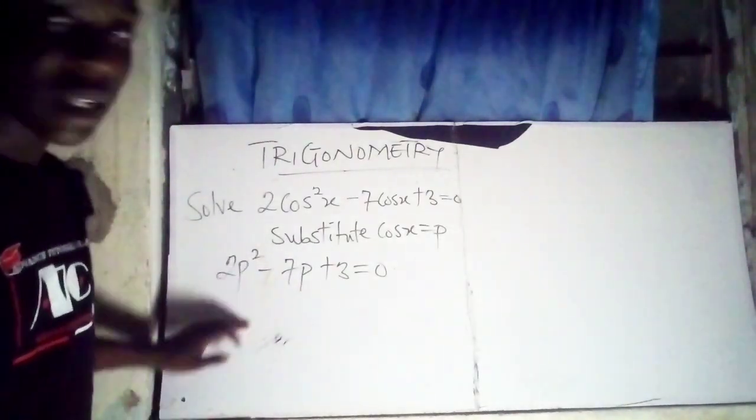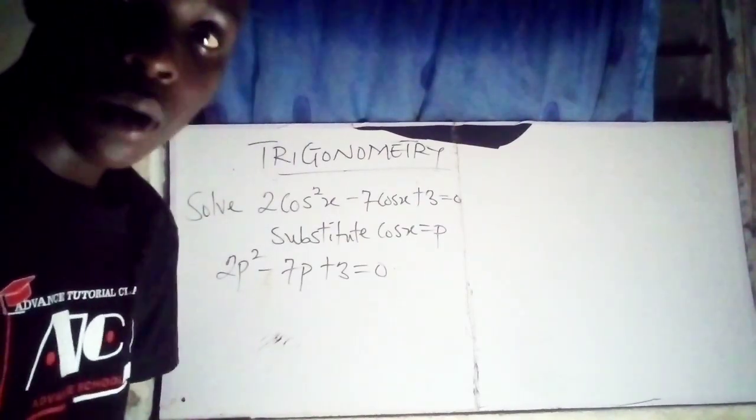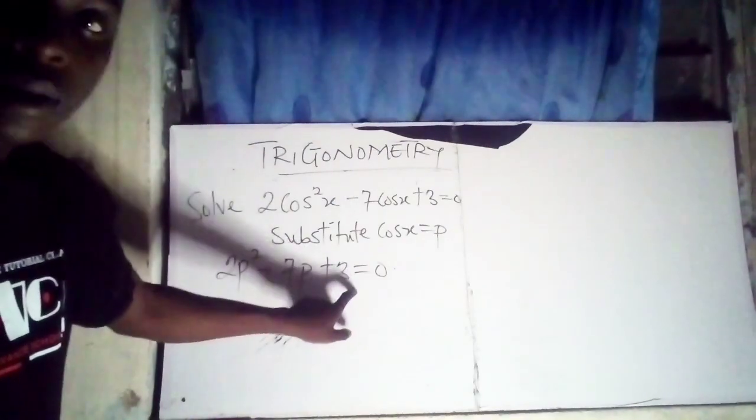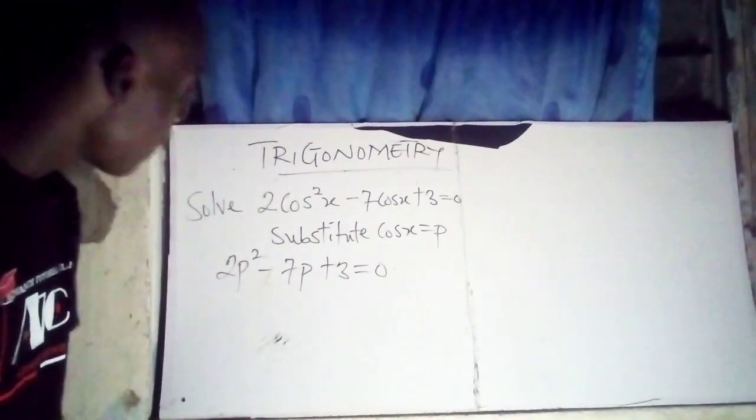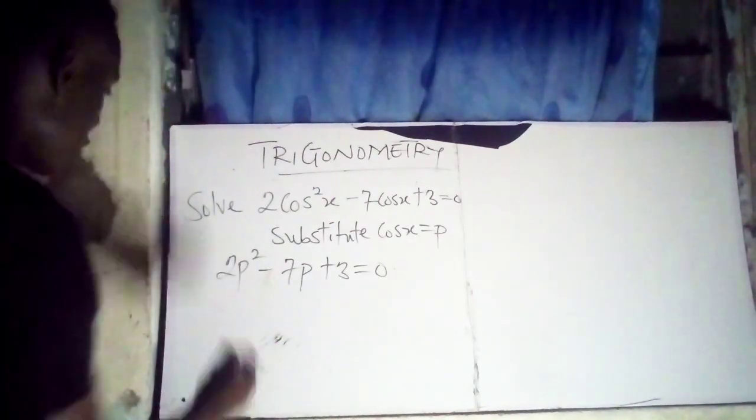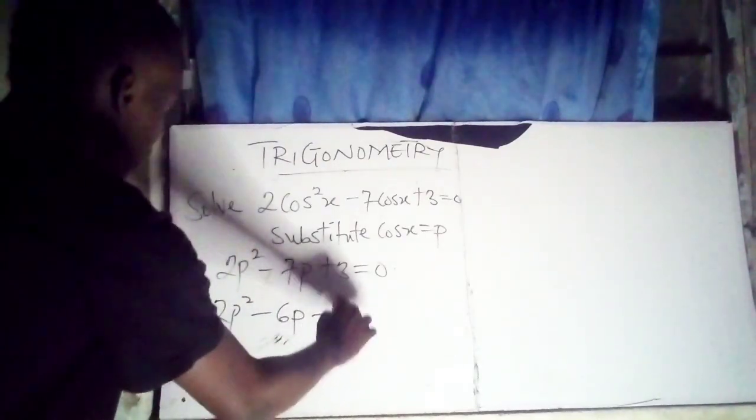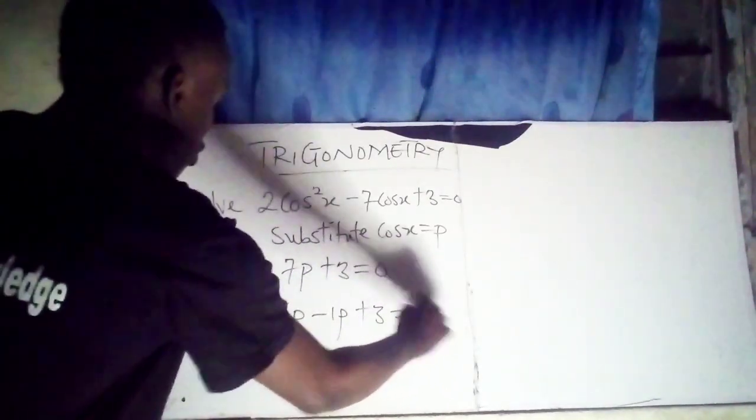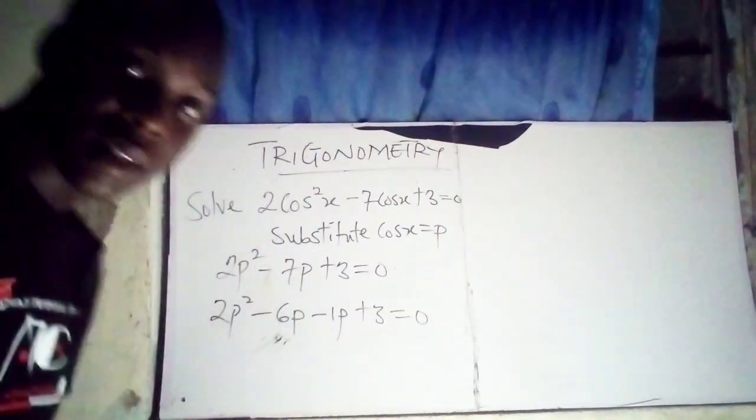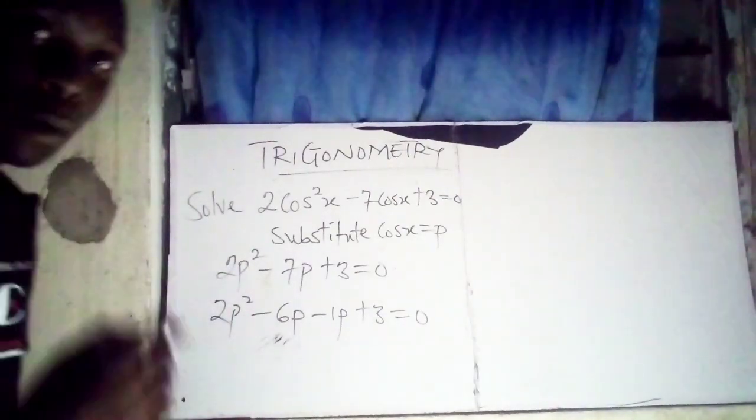Now if you look at this quadratic equation, there are no two numbers that once you add or multiply them you are going to get minus 7 or 6. So what I will simply do is to split this middle term, minus 7. And how do I do that? I'll say 2p squared minus 6p minus 1p plus 3 equal to 0. Because minus 6p minus 1p gives me what? Minus 7p.